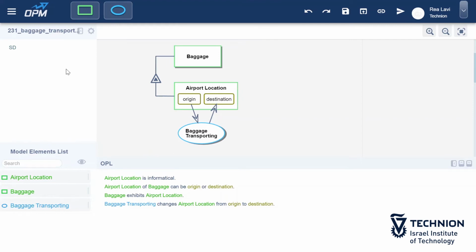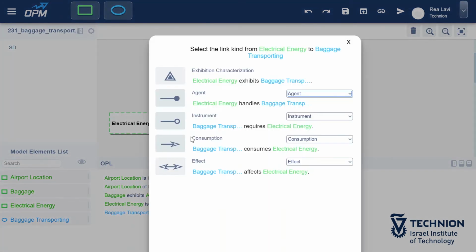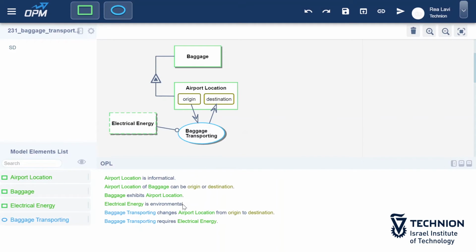Here is the SD of the baggage transporting system. The environment of this system includes, for example, the electrical energy needed for moving the conveyor belt. As developers or operators of this system, we have no control over the airport's electricity supply. Yet, it is very important to include electrical energy in our model, because without it, passengers will not get their baggage. The relevant OPL sentences read: electrical energy is environmental, and baggage transporting requires electrical energy.